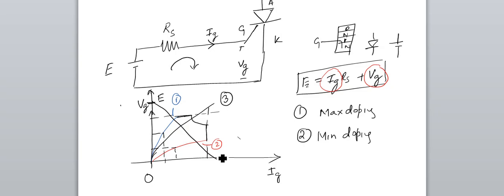Okay, and this is the current, that is your E upon Rs. So this is called the load line. This line has a negative slope, because it is decreasing, right? So it cuts at some point. Now we operate the SCR between these points.